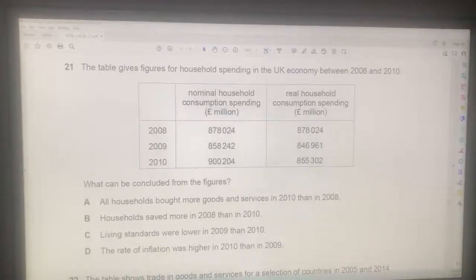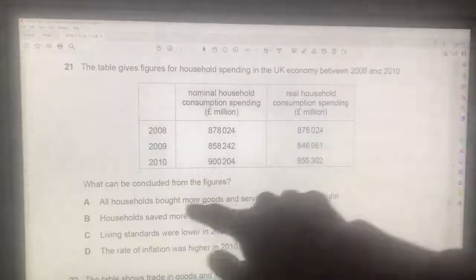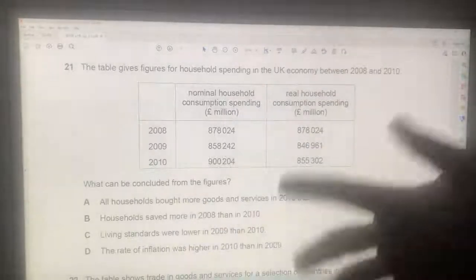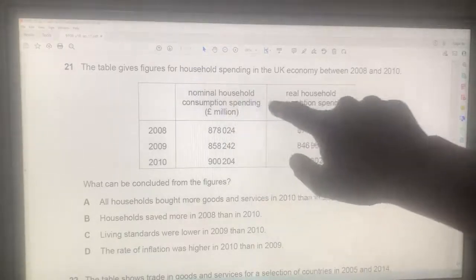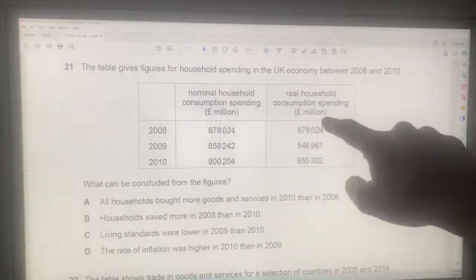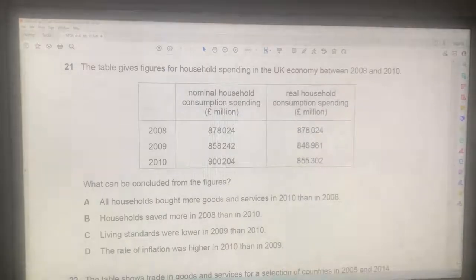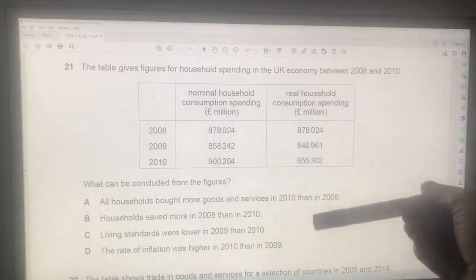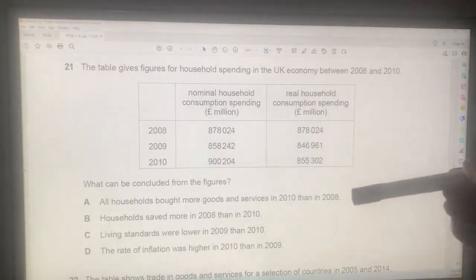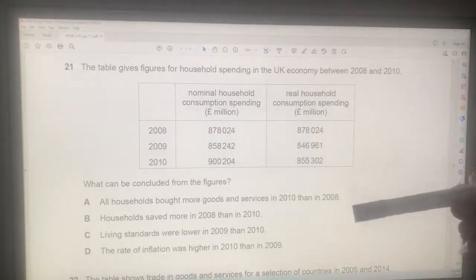Question 21. The table gives figures for, okay, what's the question? What can be concluded from the figures? We need to take a look. Let's see. Nominal household spending and real household consumption spending. Okay. A says all households bought more goods and services in 2010 than in 2008.